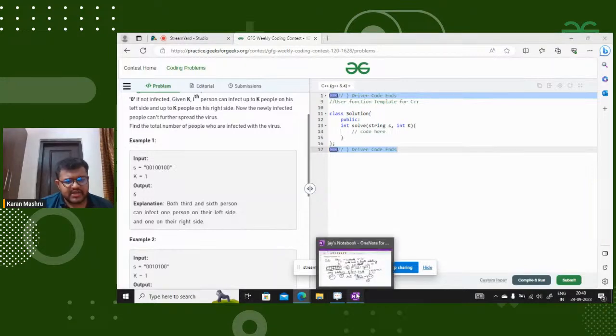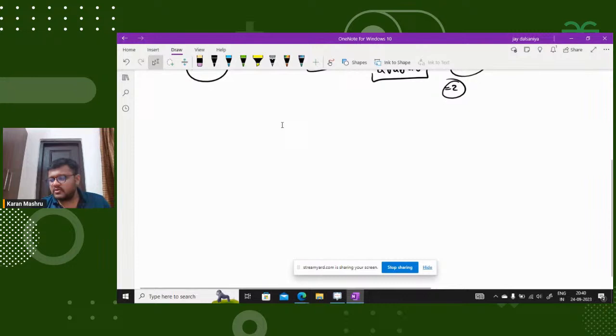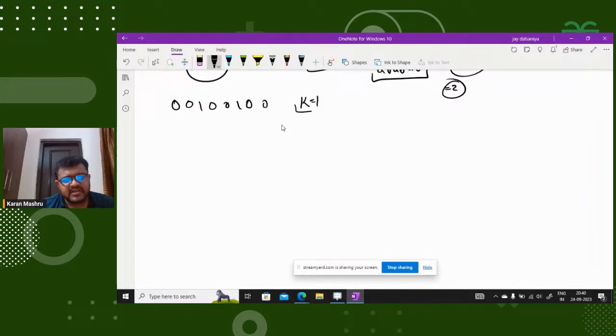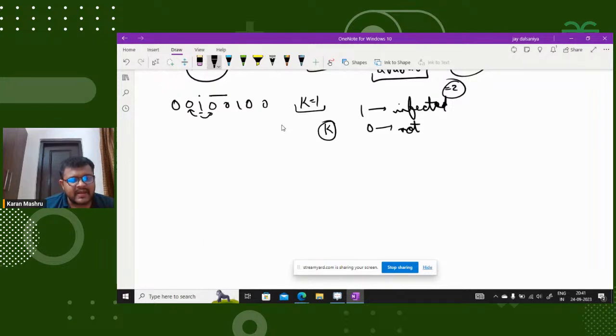So basically if we understand it, suppose the input is 001001 00, and k given is 1. This is the first example. Wherever there is 1, that person is infected, and whenever there is 0, that person is not infected, right? The people who are infected can infect up to k people on the left as well as right. So this person can infect one person on the right and one person on the left. If k was 2, then this person would be able to infect these two people and on this side also these two people.